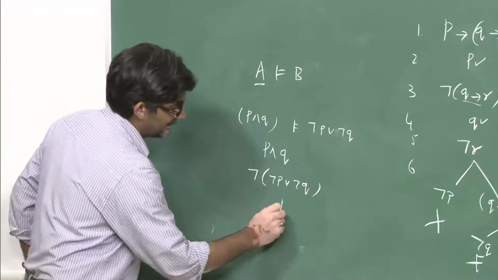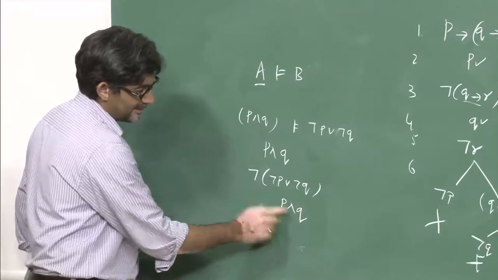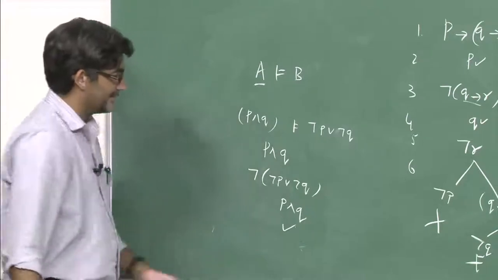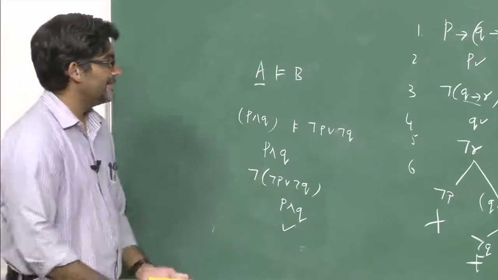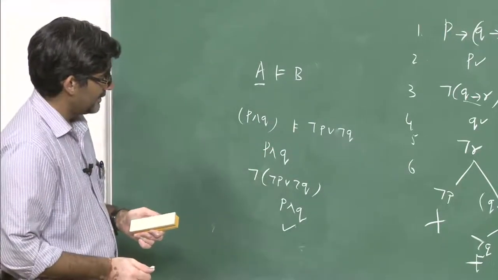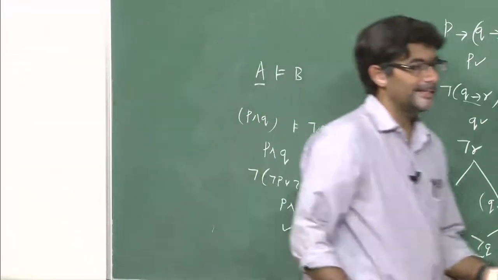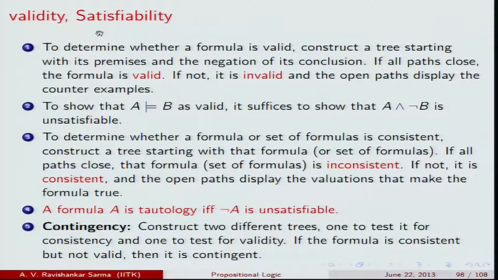Now you expand this one. It becomes P and Q, not not P is P, not not Q is Q, and negation of disjunction is conjunction. So now this branch is open, it satisfies this particular thing. That means this is not a logical consequence. A and not B has to be unsatisfiable for showing that this argument is valid, otherwise it is considered invalid. So that is another way of showing whether a given argument is valid or invalid.